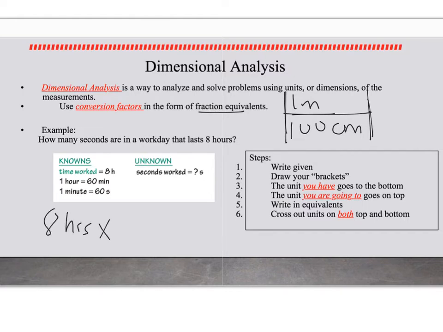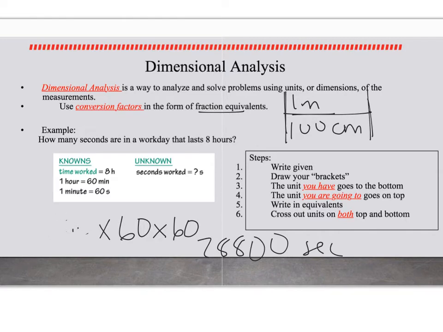I know that there are 60 minutes in every hour, and then I know that there's 60 seconds in every single minute. So if you're thinking to yourself, oh, all I have to do is multiply 8 times 60, and I get 28,800 seconds in one workday. Well, technically, yes, you are correct. However, there's a better way to set up these problems. That's known as dimensional analysis.